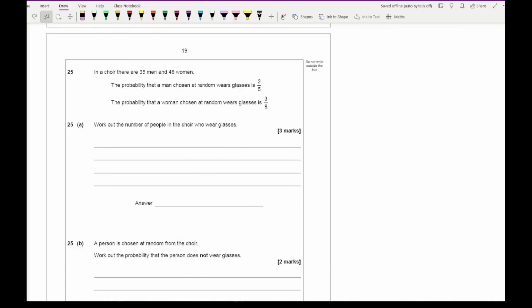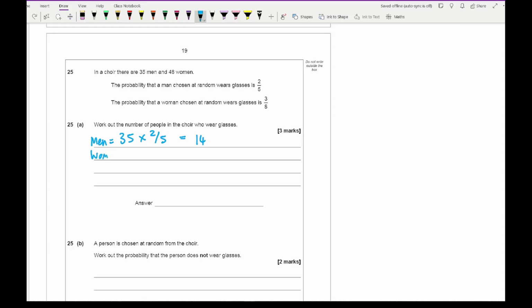Now looking at question 25, it says in a choir there are 35 men and 48 women. The probability that a man chosen at random wears glasses is 2/5, and the probability that a woman chosen at random wears glasses is 3/8. And the question is asking us to work out the number of people in the choir who wear glasses. So in terms of the men, we've got to work out the total men, which is 35, and we multiply that by the probability. So here 35 divided by 5 is 7 times 2 is 14. So there's 14 men who wear glasses.